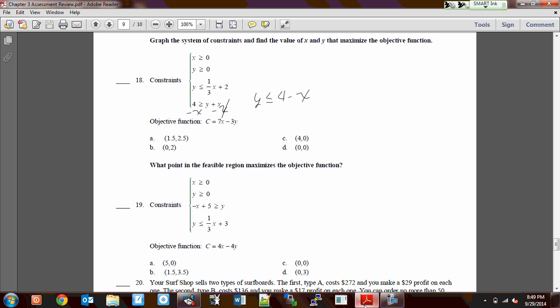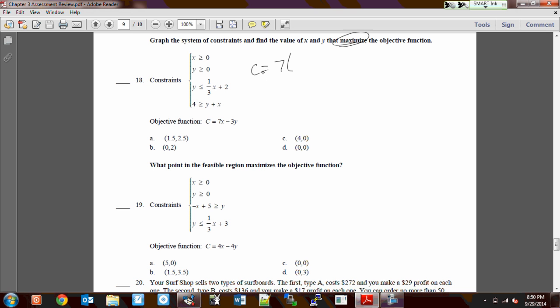Let's flip back to our test. So we want to maximize the objective function 7x minus 3y. So what we're going to do is try all 4 points. And if you notice, all 4 of these points are all of the vertices. So that verifies that we did this problem correctly. So we want to maximize the objective function. So we're going to plug these in. Whichever one gives us the largest value is going to be the one we pick.